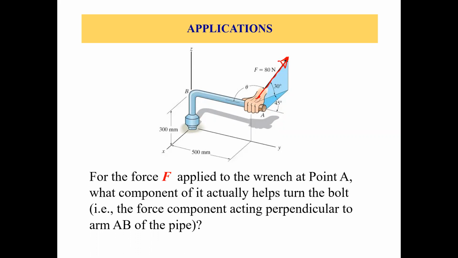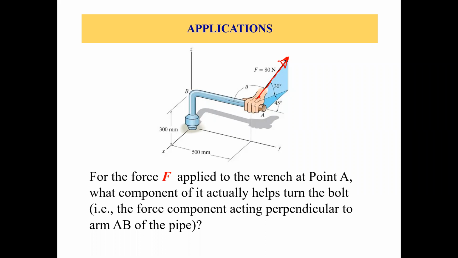Okay, now the question is, is the whole force applied by this man turning this wrench or no? The answer is no, right? Because this force is at some angle to the line perpendicular to AB, right? Okay, so there is some part of this force which is basically turning this wrench, right?